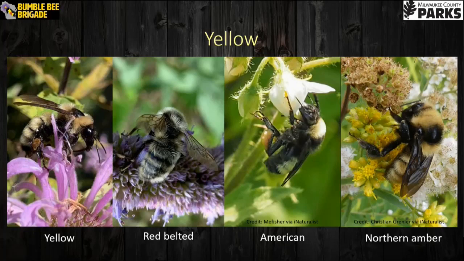The American bumblebee is going to have a bigger black patch on the thorax than the yellow bumblebee, and the T1 is not going to be fully yellow. And for the northern amber, you're going to look at the yellow vertex and face, and also keep in mind that in Milwaukee County Parks we only had that single observation in 2018. This really is more of a northern species that we don't get here that often.